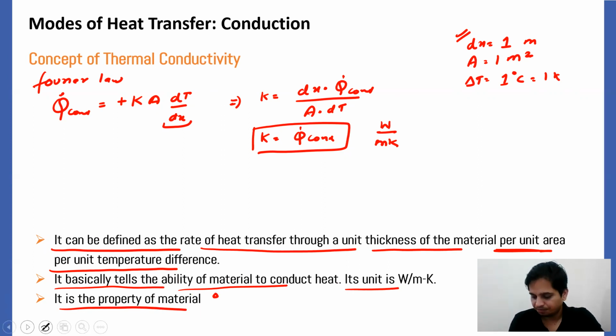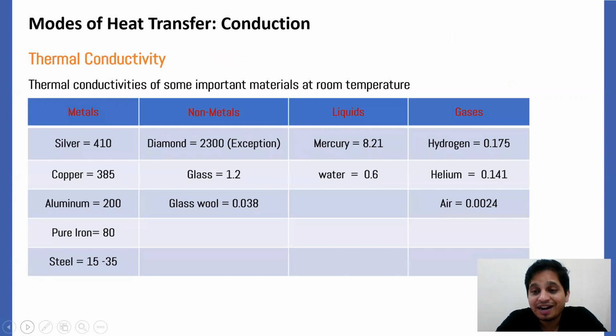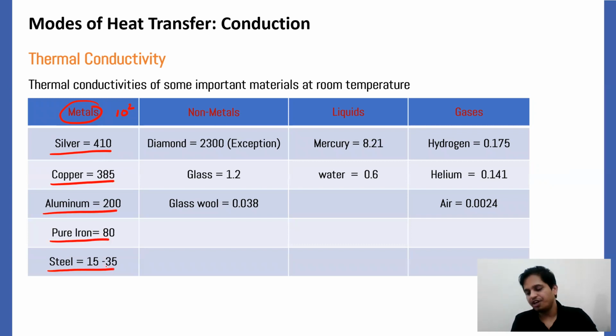Okay, चलो. Now thermal conductivity कुछ values देख लेते हैं. So as we know that heat transfer is maximum in solids by conduction. तो thermal conductivity solids की सबसे ज्यादा होती है. ओके, तो फॉर एग्जांपल अगर हम मेटल्स की बात करें तो सिल्वर हैज 410. It has the units of hundreds, 10 to the power 2. Silver, copper is 385, aluminum is 200, pure iron is 80, steel is 15 to 35. Okay, all in the range of hundreds.